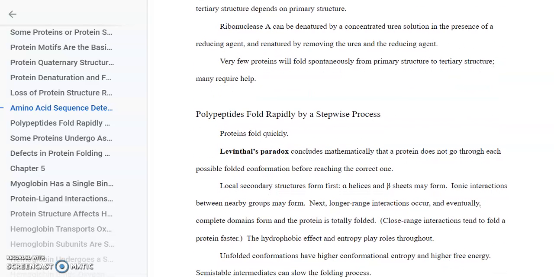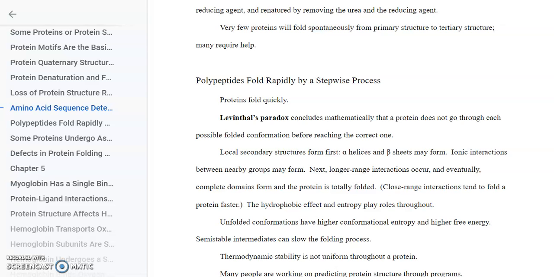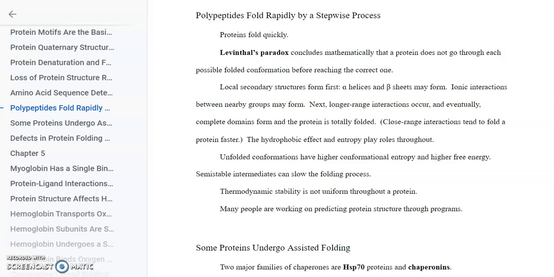Very few proteins will fold spontaneously from primary structure to tertiary structure. Many require help. Polypeptides fold rapidly by a stepwise process. Proteins fold quickly. Levinthal's paradox concludes mathematically that a protein does not go through each possible folded conformation before reaching the correct one.